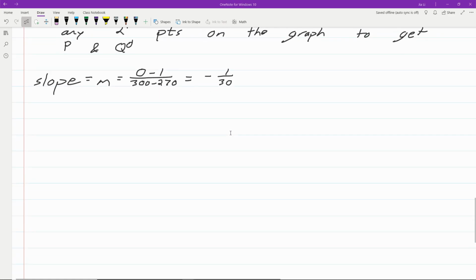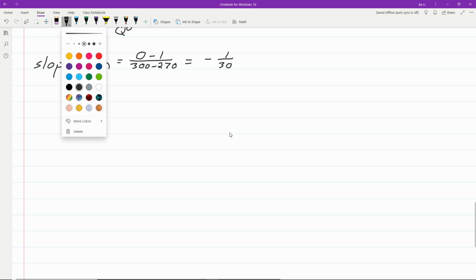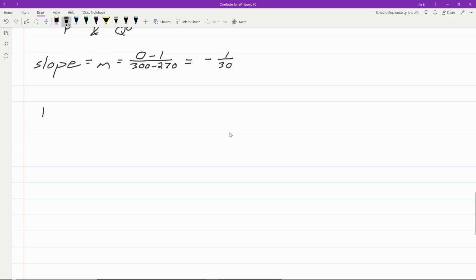Now that we've calculated the slope, essentially what we have is the price is equal to -1 over 30 times QD plus b.